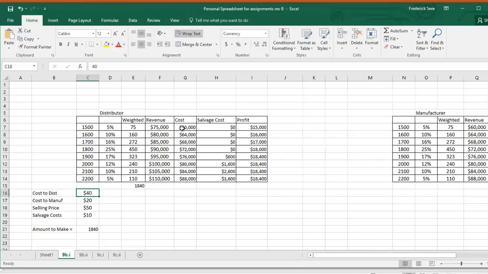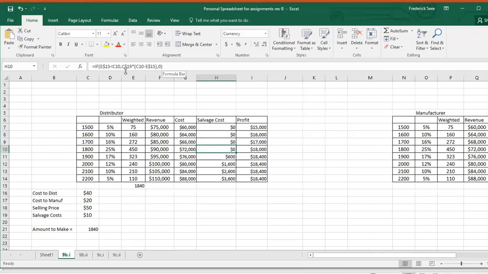So cost is very simple. I'll just click in here to show you the cells. You've got, once again, first column times the cost to the distributor. And then that all calculates out. Now, salvage cost is a cost for any unsold product. And all I did was, this is just a big if then else statement.